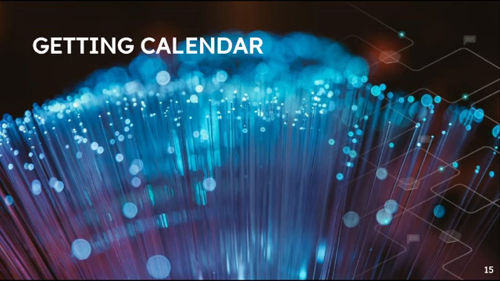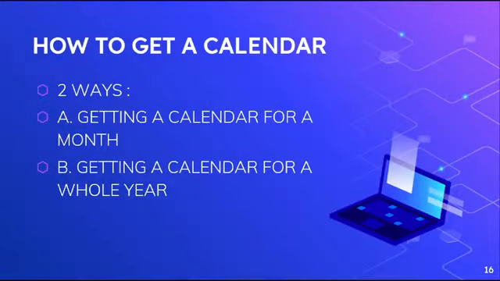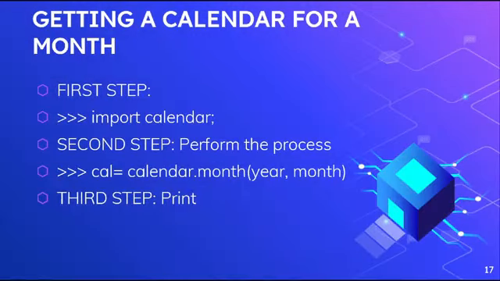So how to get a calendar? There are two ways for getting a calendar. Letter A, get a calendar for a month. Letter B, get a calendar for a whole year. First one is how to get a calendar for a month.